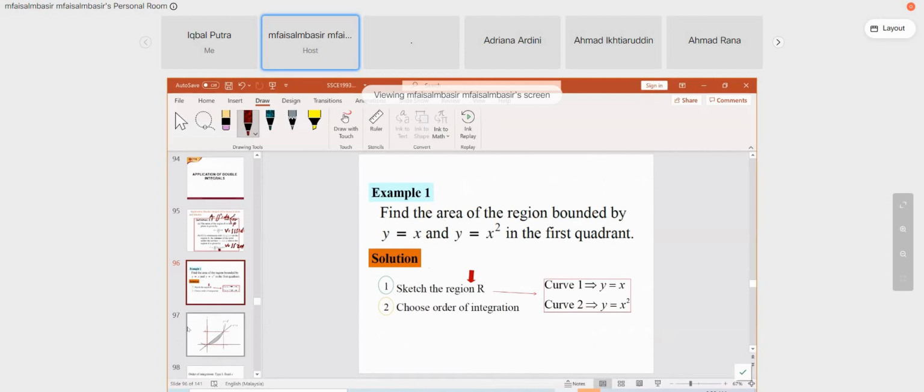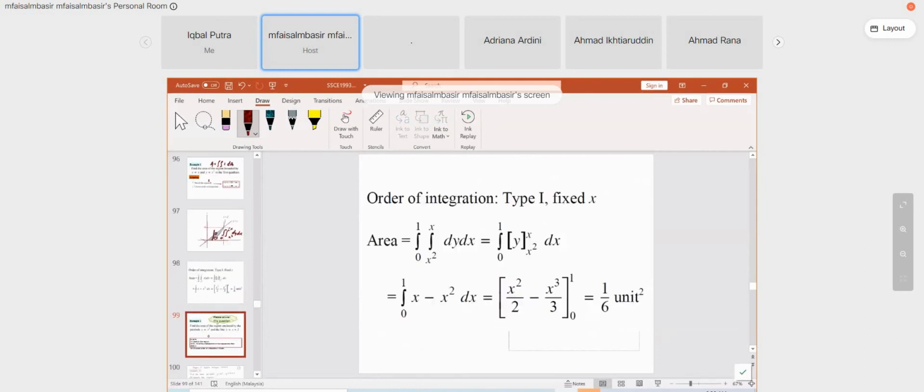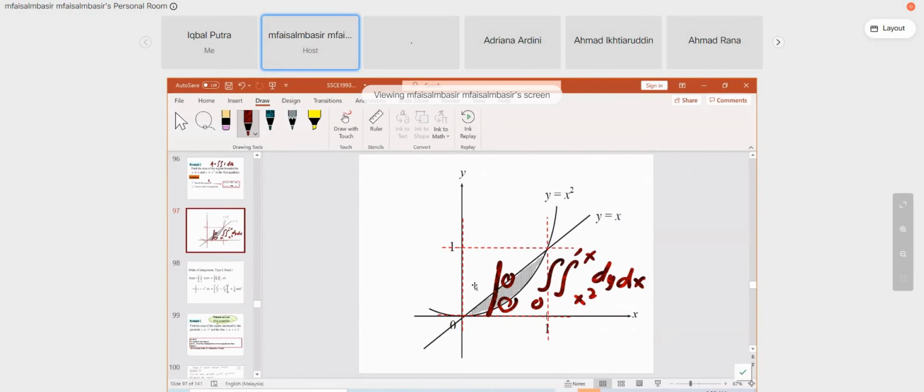So find the area of a region, which means double integral 1 dA. So you can use type 1 or type 2. If you sketch this, you will get this. So let's say I want to use type 1, cut at x is constant. So x is from 0 to 1, and y is from x squared to x. Done. That's all. So don't confuse with polar. You can use polar also, but polar will be difficult because the region is not a circle.